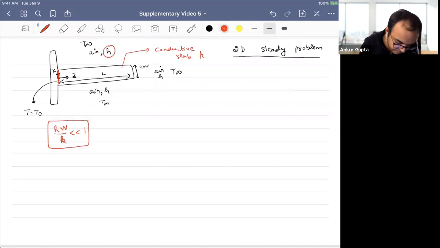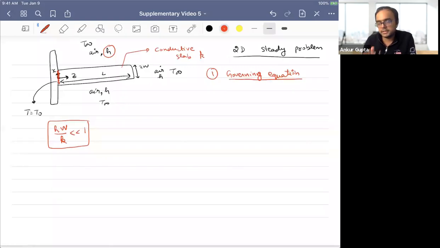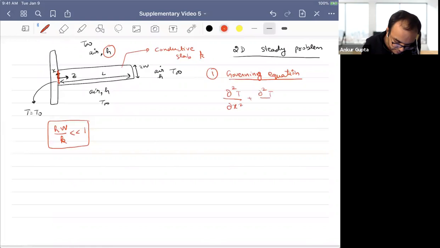So what we did as a first step was we wrote the governing equation. We started with the equation and said because it's steady, there is no flow, there is no heat generation. This will simply become del square T by del x square plus del square T by del z square is equal to 0. And because there is an x square and a z square in the denominator, we need two boundary conditions in x and two boundary conditions in z.